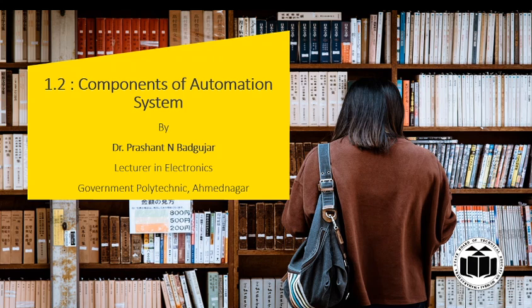Hello viewers, in the previous lecture we have seen the meaning of automation. Then we have seen the need of using automation in real life. Then we have seen various advantages and disadvantages of automation. And finally we have seen the applications of industrial automation.